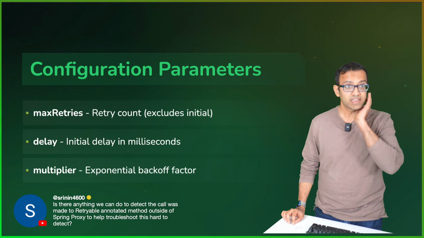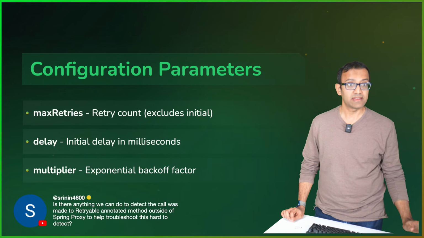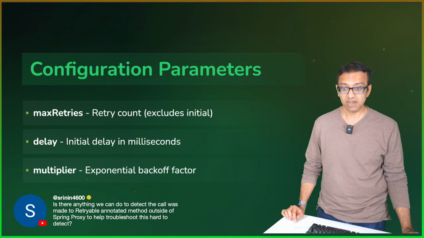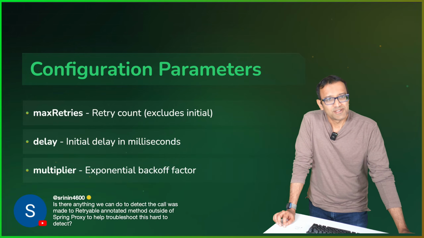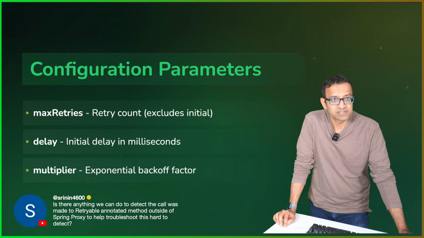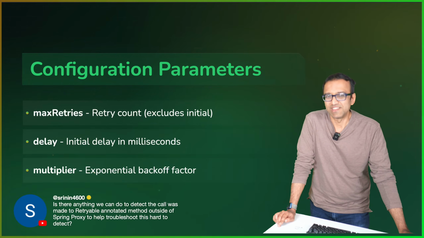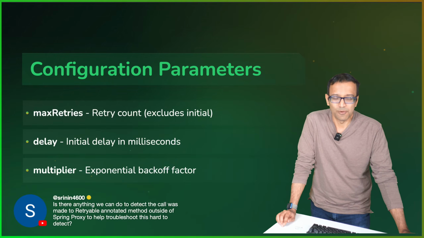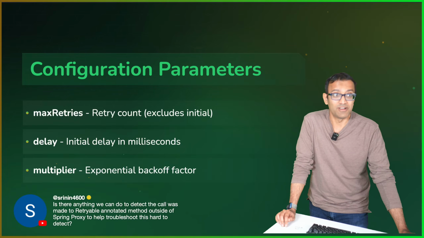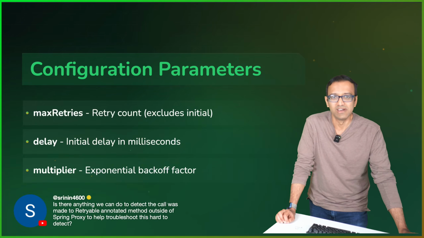Is there anything we can do to detect that the call was made to a Retryable annotated method outside of the Spring proxy, to help troubleshoot? This is hard to detect. I'm not sure I understand. If the call was made to a Retryable annotated method outside of the Spring proxy, Spring cannot help you with that by definition. What you're asking is whether there is a way to detect a direct invocation that didn't go through the Spring proxy? Well, if it didn't go through the Spring proxy, Spring really cannot help you with it. You're going to have to find a way to handle it directly.